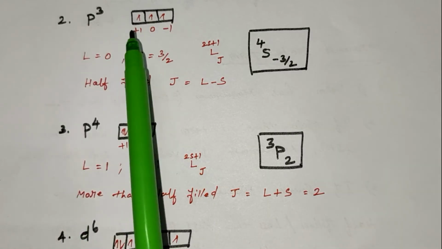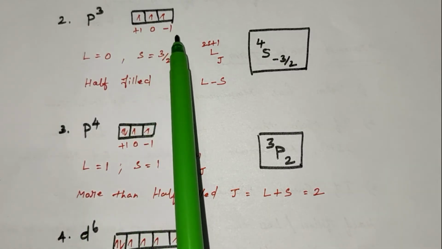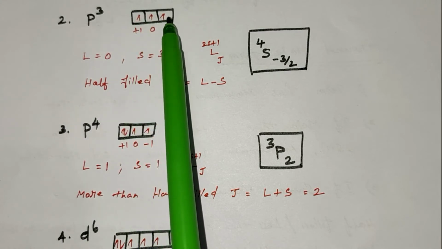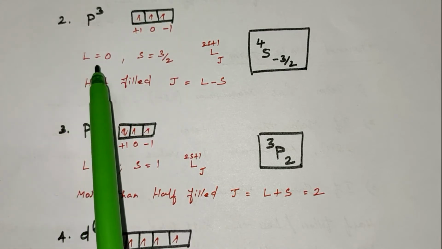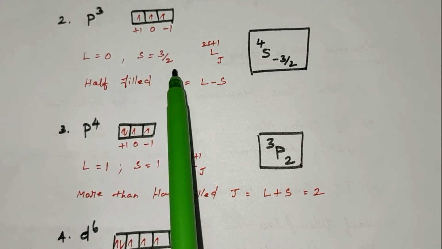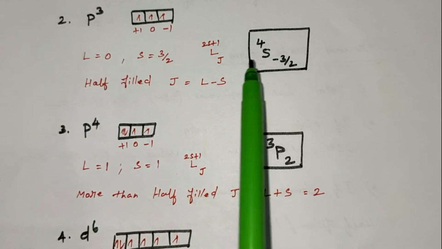Next, the P3 orbital, the magnetic quantum numbers plus 1, 0, minus 1. 3 electrons are filled in 1, 2, 3. The value of L is equal to 0. With 3 electrons, the value of S is equal to 3 by 2. L is equal to 0, the term is S.